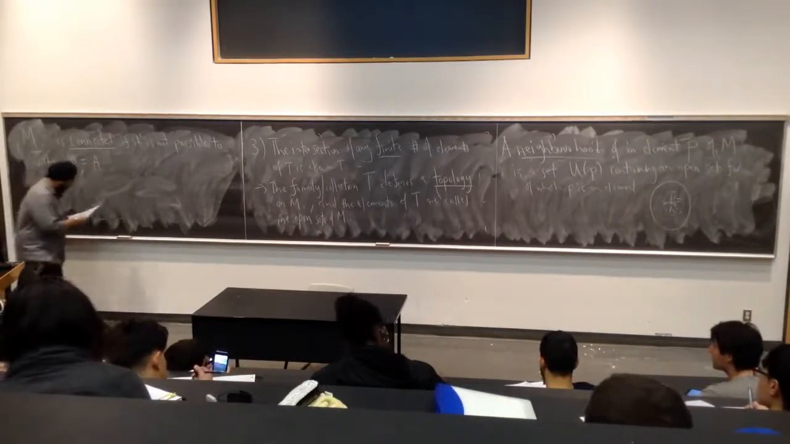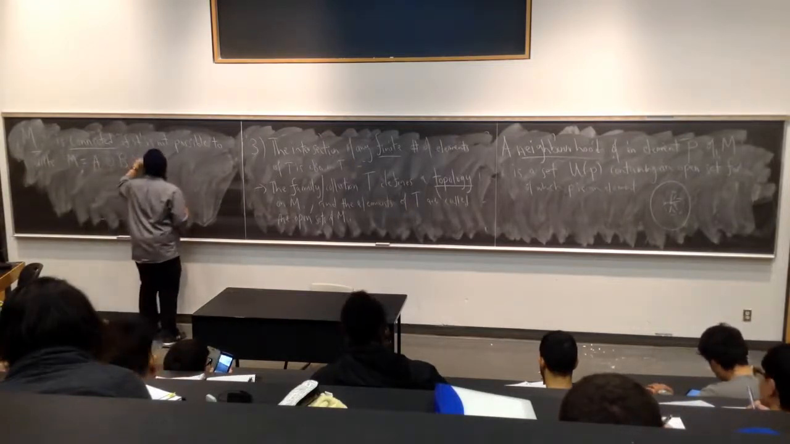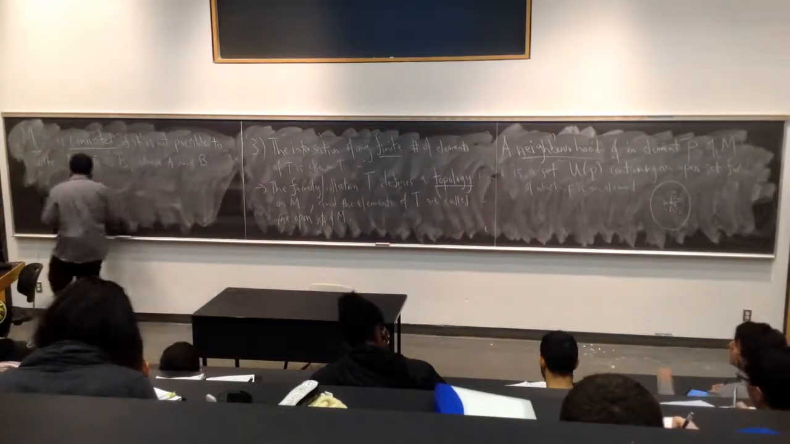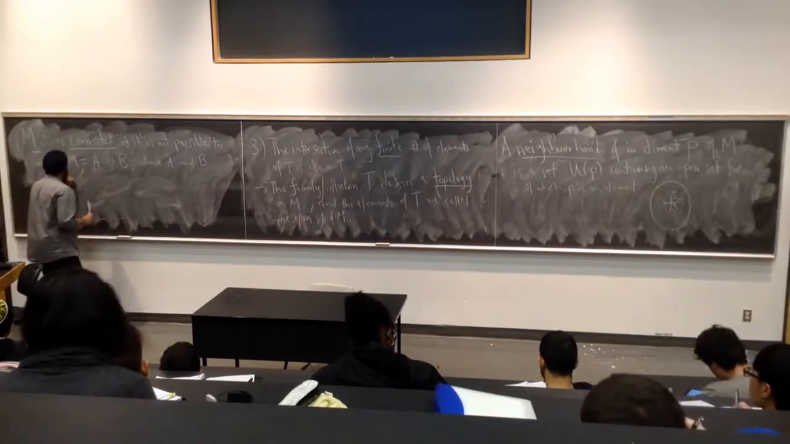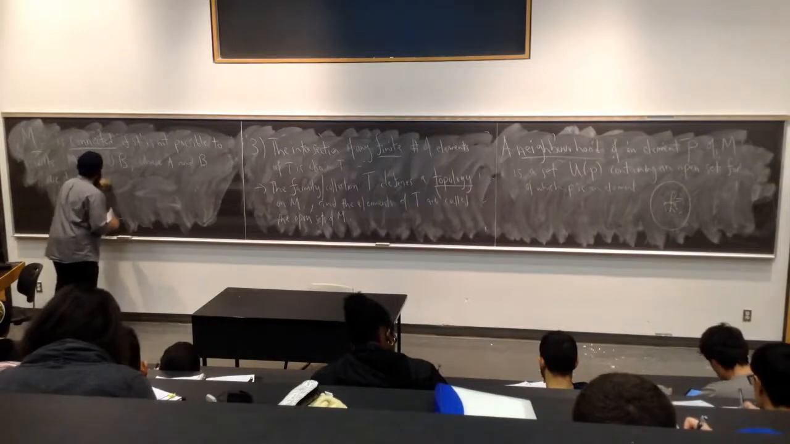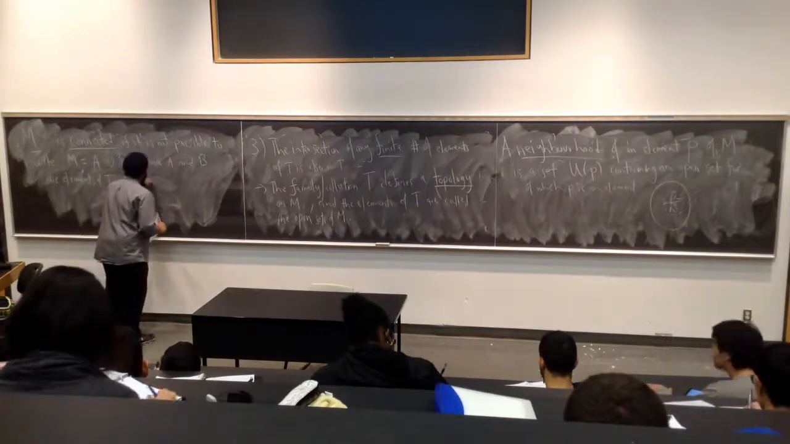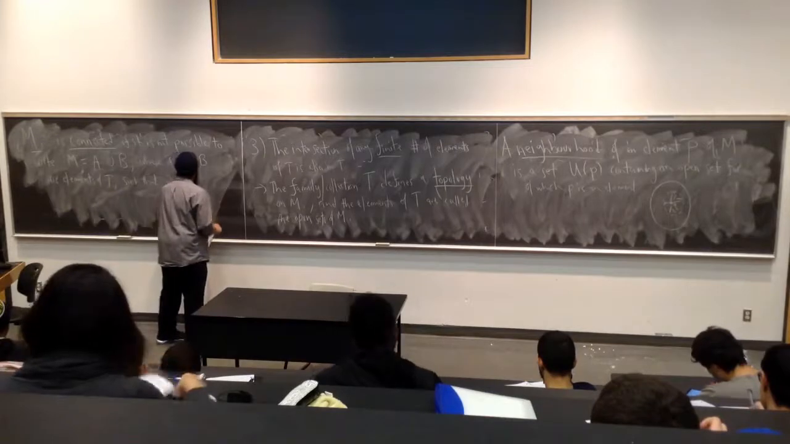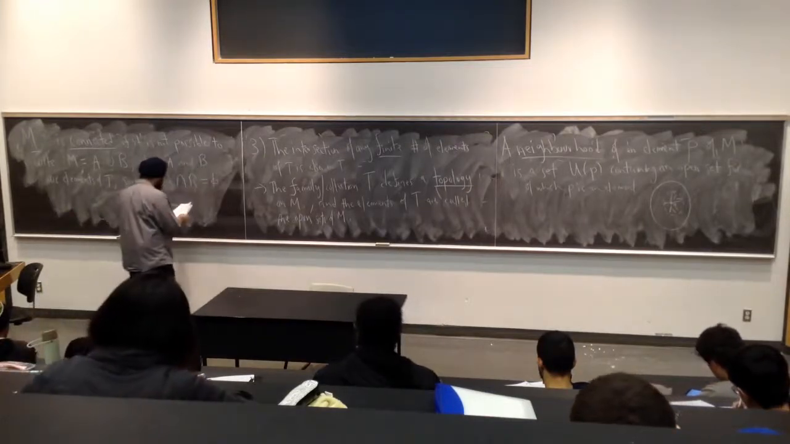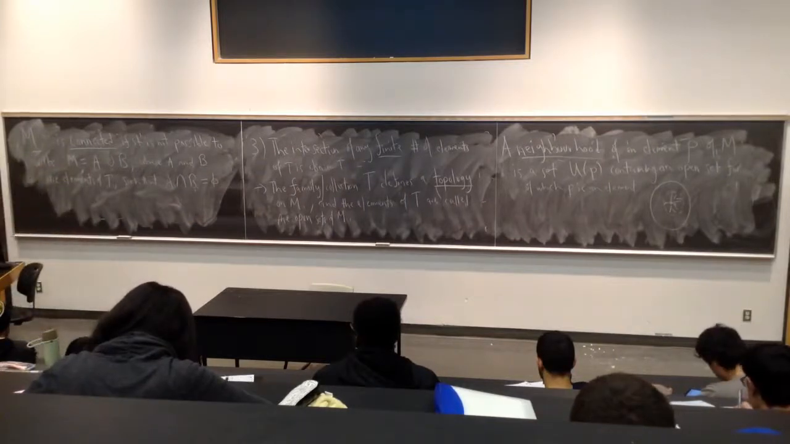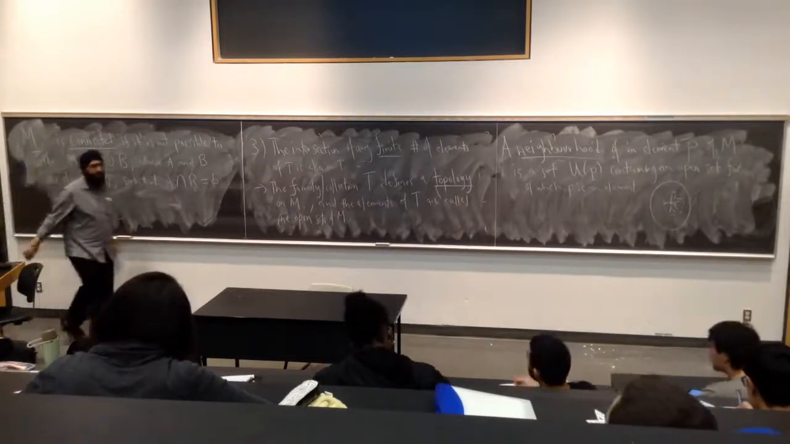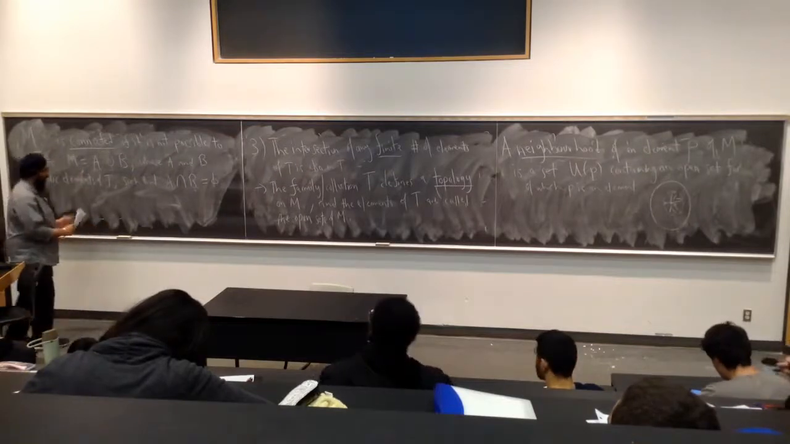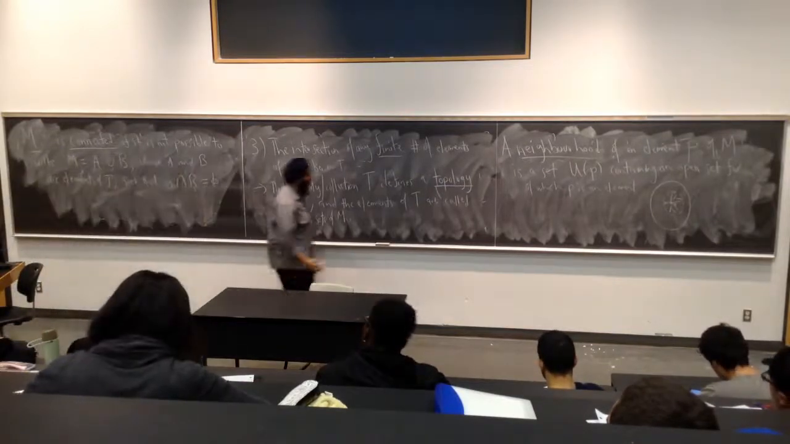Some set A union B, where A and B are elements of T, such that their intersection is empty. So A intersect B is equal to the empty set. Then they don't intersect. So, further, let me just, in the last minute, tell you where I'm going with it.